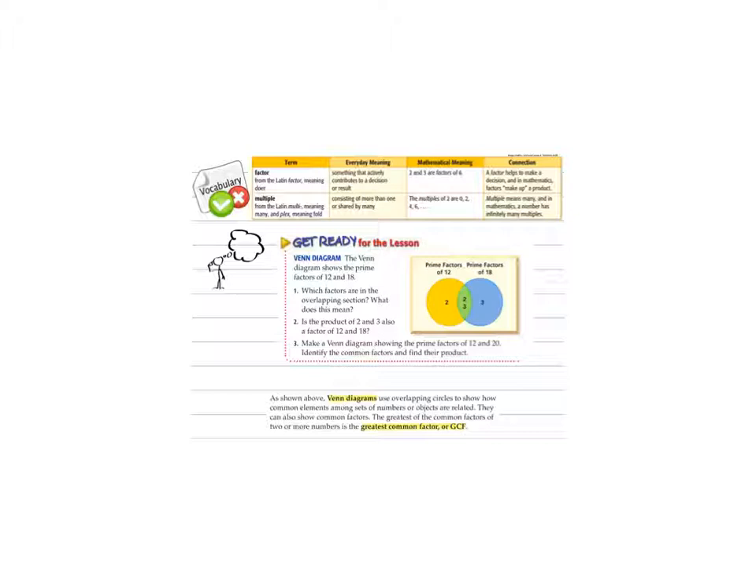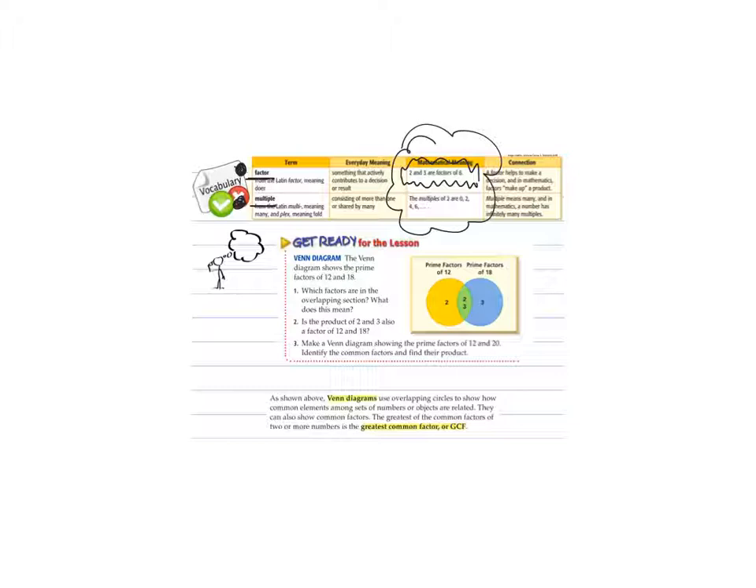So we know what factors are, and we know what multiples are because we've talked about factors and we talked about multiples. Remember, 2 and 3 are factors of 6 because 2 times 3 is 6. And then the multiples of 2 would be 2, 4, 6, 8, 10, 12, and so on. So you might want to write these words down with examples just to remind yourself.